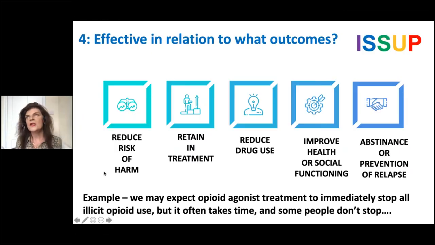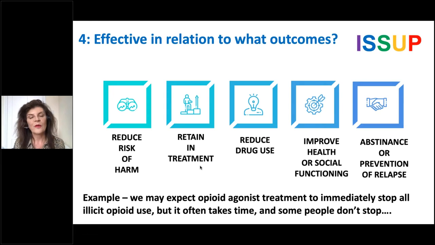Okay, the other thing I think that we need to think of in terms of impact of whether something works or not is in terms of what is something effective in relation to, i.e. what outcome. And there are a number of different outcomes that may occur and that may come through scientific evidence. And the outcomes can be anything from reducing risk of harm to retaining people in treatment long enough for them to benefit, to reductions in drug use, to improving health and social functioning, to all the way through to abstinence or prevention of relapse. And an example I've given here is we may expect an intervention to have one outcome, but actually the evidence might be for something else.